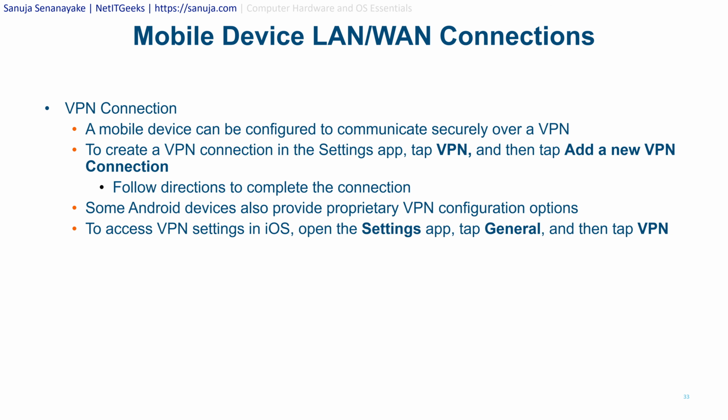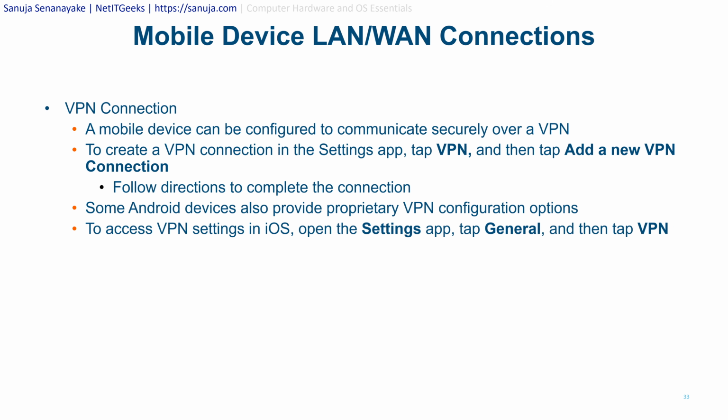Next, we're going to discuss VPN connections. A mobile device can be configured to communicate securely over a virtual private network, also known as VPN. I have already introduced you to VPN in my previous lecture. If you want to know how exactly VPNs work and how they differ, there are multiple lectures that I have posted, including Cisco CCNA lectures on VPN, as well as this lecture series' VPN lecture. So you can go ahead and check that out. I'm not going to go into any depth here.